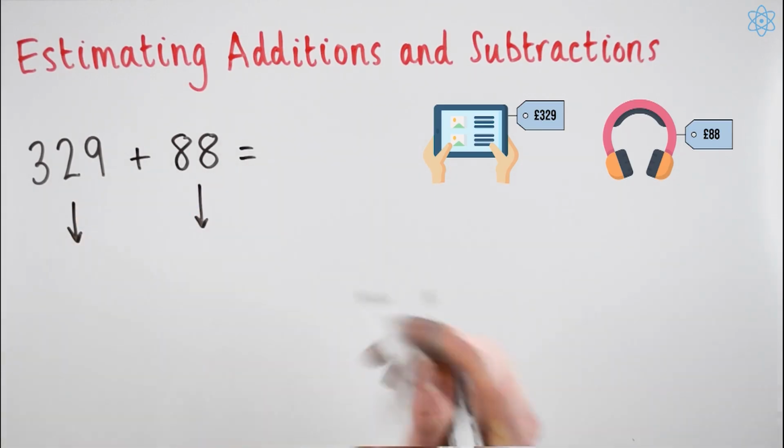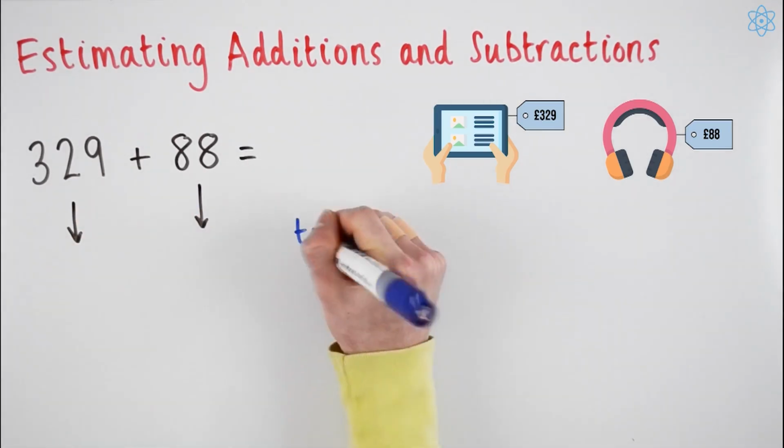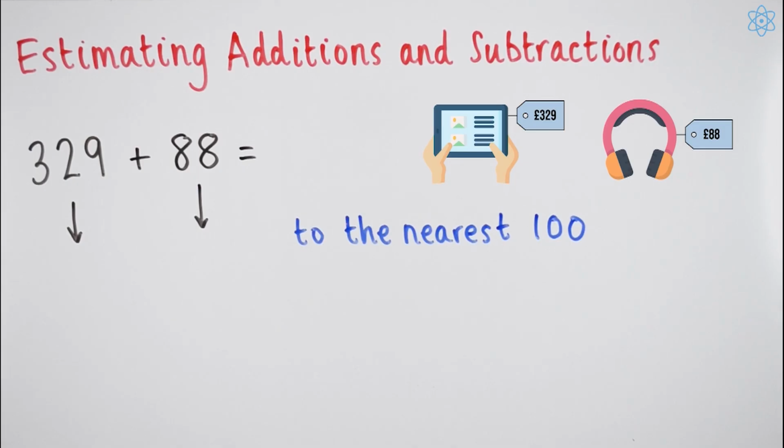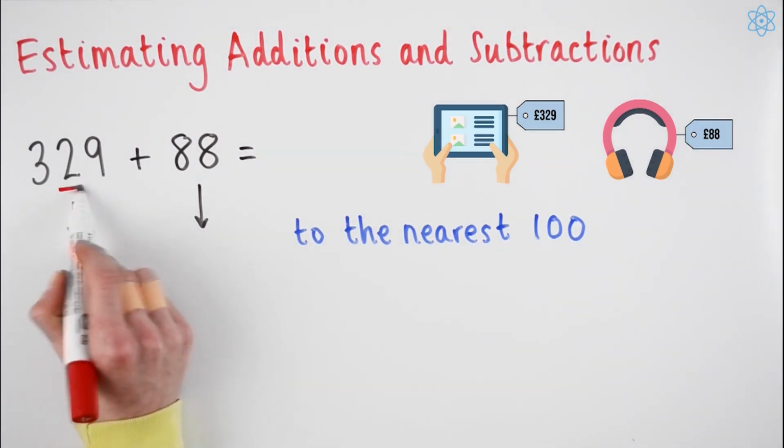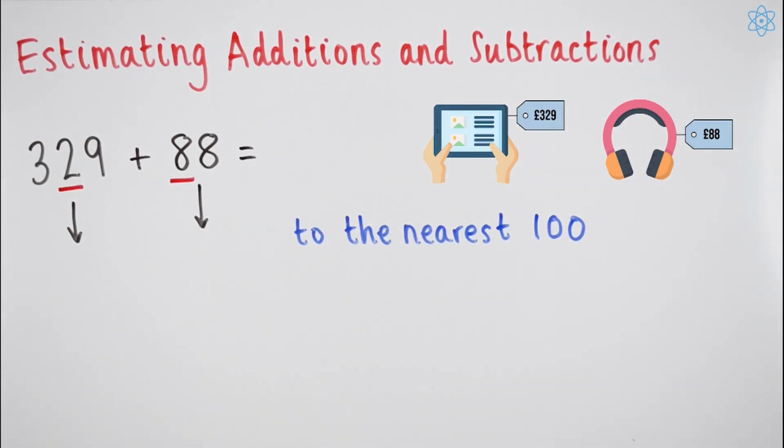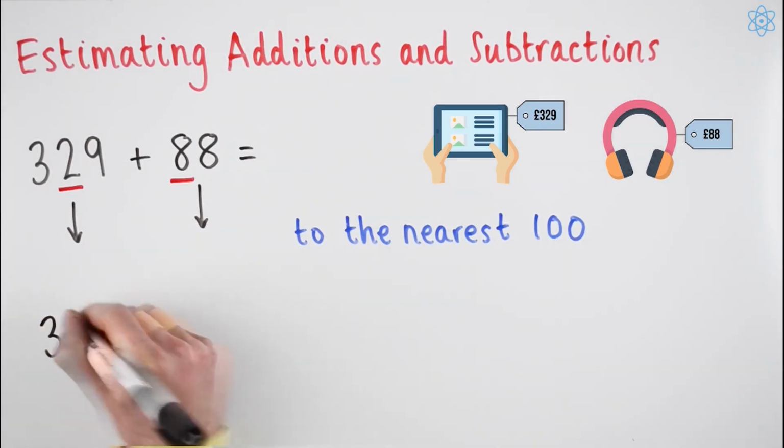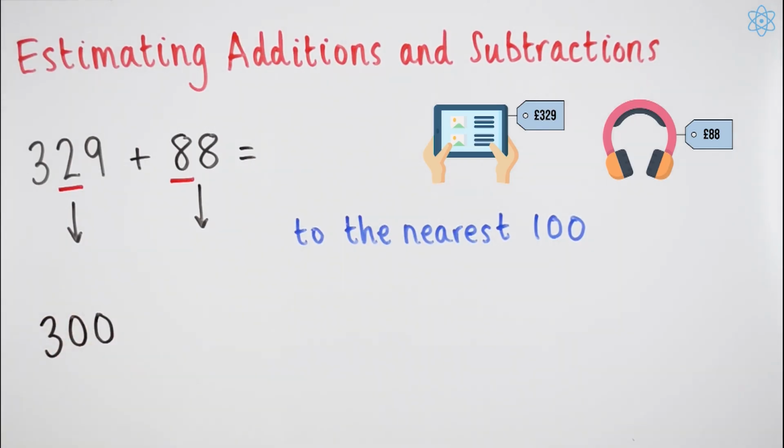We can use our rounding skills to round both numbers to the nearest 100. Remember, we check the tens digit when rounding to the nearest 100. If there are 5 tens or more, we round up. Otherwise, we round down. 329 contains 2 tens, so we round down to 300. 88 has 8 tens, so we round up to 100.